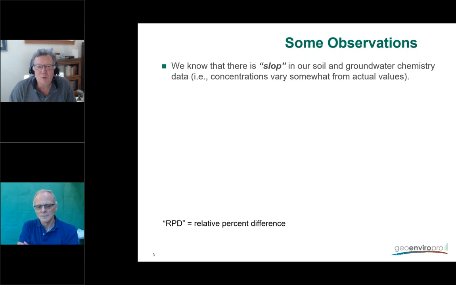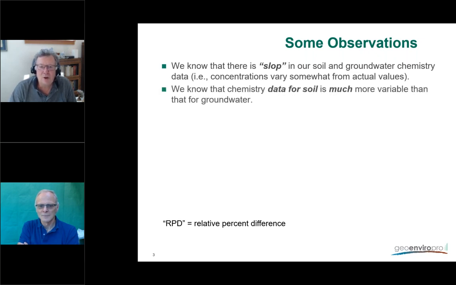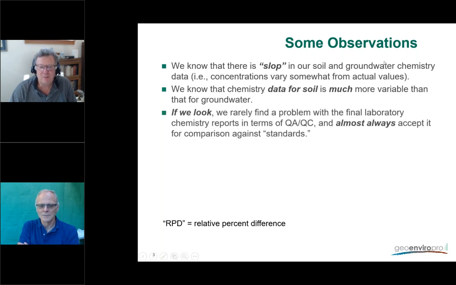The first point: we all know there's a lot of slop in our soil and groundwater chemistry data. What I mean by slop? Concentrations vary from actual values. Our duplicates are rarely the same. And by the time we're done our investigation, we know there's some uncertainty in our data set. That's a given. We also know that the chemistry data for soil is much more variable than that for groundwater, and that's a pretty common understanding because of the heterogeneity in our soil samples.